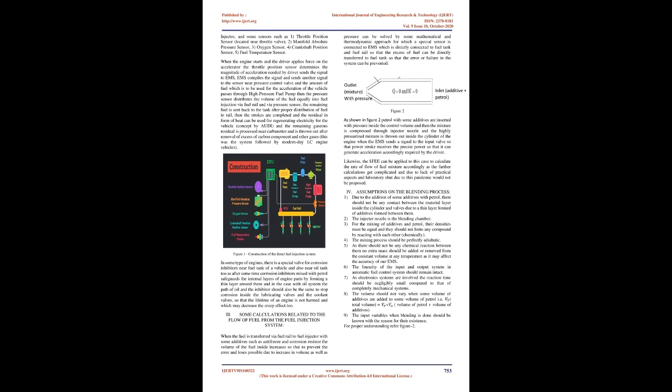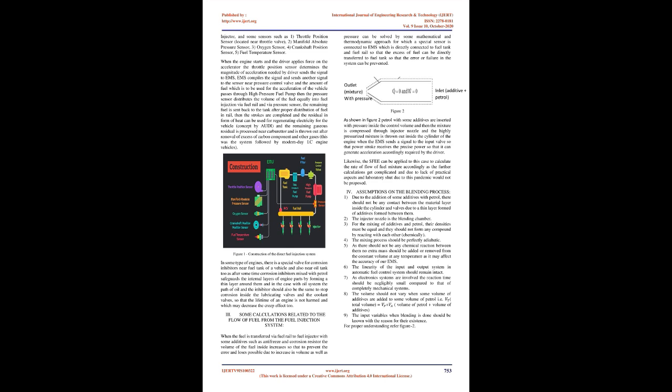The components are listed in direction of flow of fuel: 1, fuel tank; 2, low pressure fuel pump; 3, fuel filter; 4, pressure control valve; 5, high pressure fuel pump; 6, fuel injector, and some sensors such as 1, throttle position sensor, located near throttle valve; 2, manifold absolute pressure sensor; 3, oxygen sensor; 4, crankshaft position sensor; 5, fuel temperature sensor.